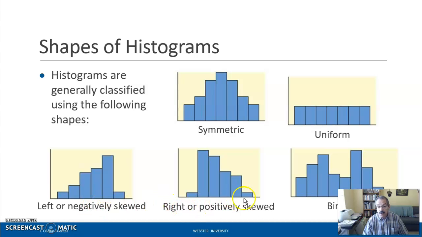And a right or positively skewed histogram now has the opposite, or the mirror image of the left or negatively skewed, because now the bars descend towards the right or towards the positive numbers. And finally, we have something called the bimodal histogram.